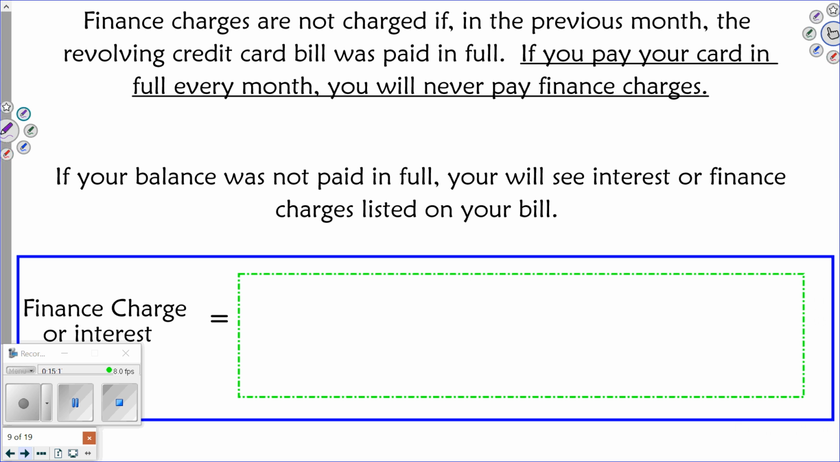All right, so finance charges are not charged if in the previous month the revolving credit card bill was paid in full. So if you used your credit card, you bought some things on it, as soon as you get your bill paid off in full. A lot of people I know do that because they're trying to earn bonus miles and things like that on credit cards, you know, they get cash back.